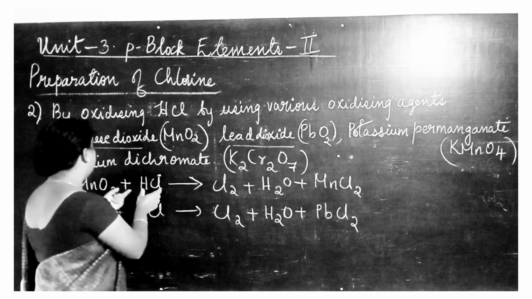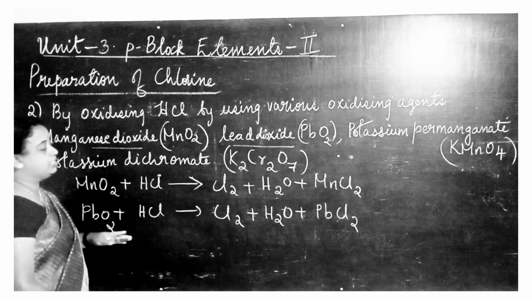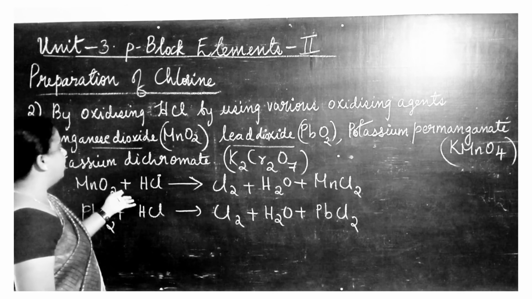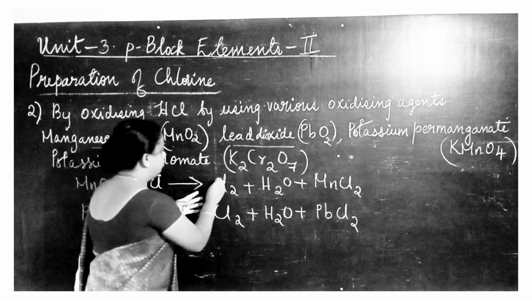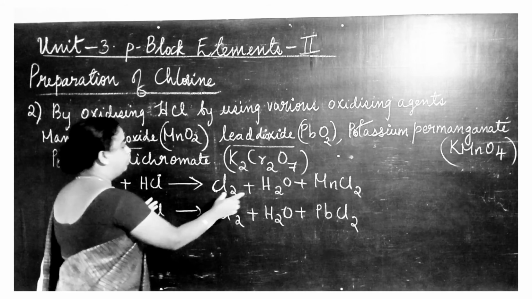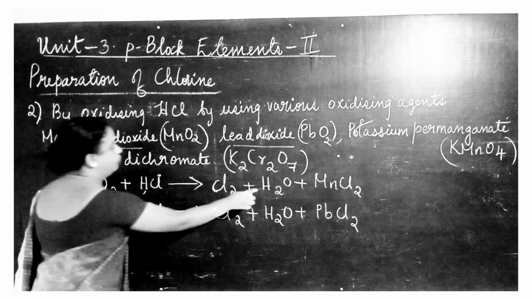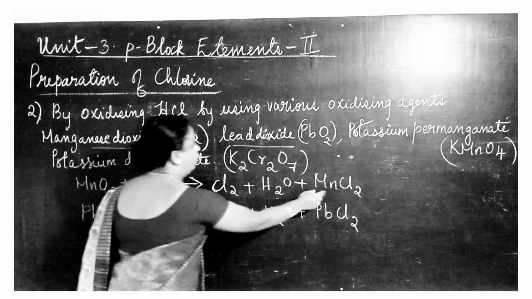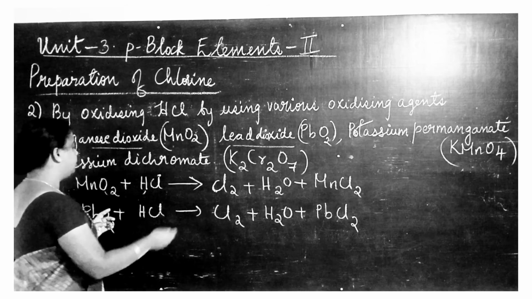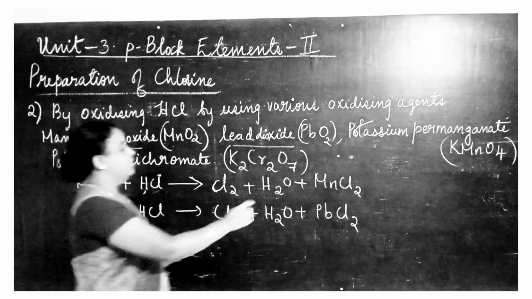So always when the manganese dioxide oxidizing agent and HCl react with each other, HCl is getting oxidized to form chlorine Cl2. Along with chlorine, definitely water will be there. So how will water be formed? This hydrogen and oxygen combine together to form water. And along with this, a chloride is also formed. What chloride? Manganese chloride. So this manganese and chlorine combine to form manganese chloride.